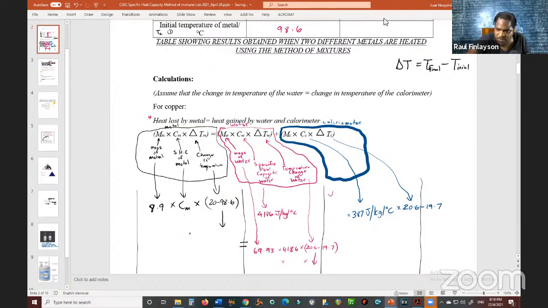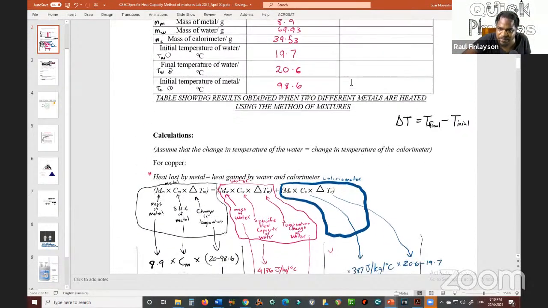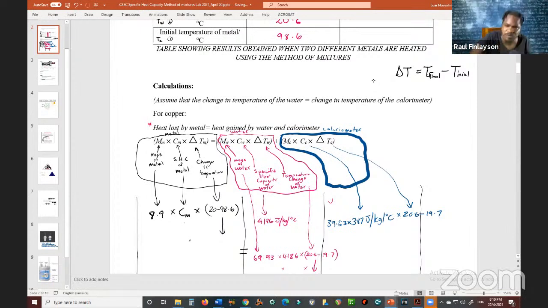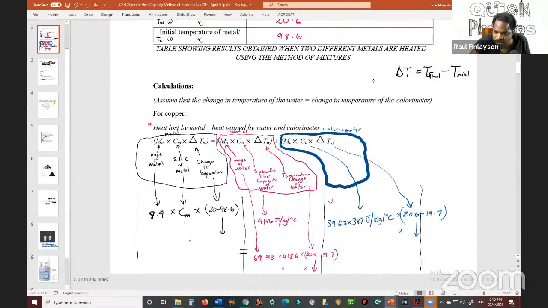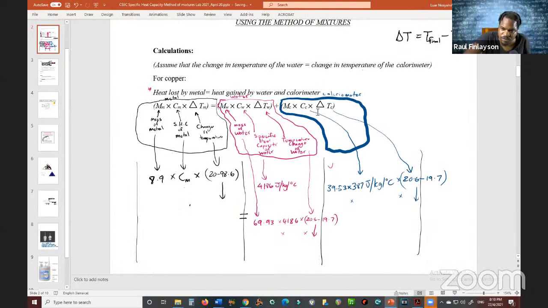The mass of the calorimeter is given here as 39.53. So this is what we're going to multiply together: 39.53 times 387 times the difference here between 20.6 and 19.7. And up to now, nobody finds a total. So you guys will have a nice time with that one. So we're getting somewhere. All you need to do is multiply the numbers you're seeing here, and then you'll get your answer. And this is where most of the marks for this lab come from.